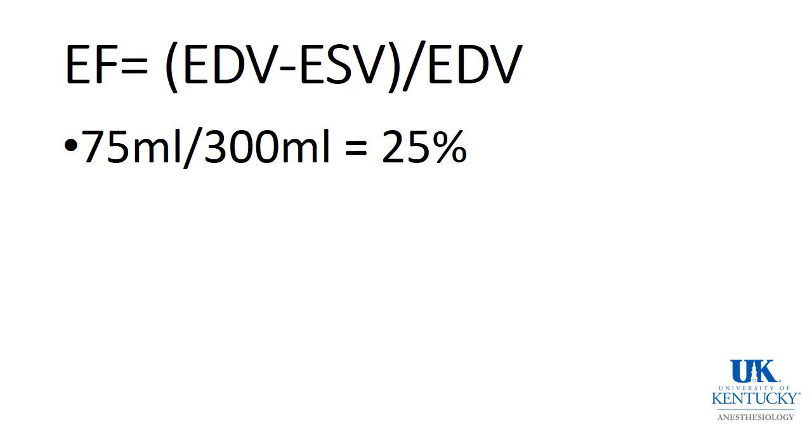In fact, this is determined by subtracting his two volumes and arriving at a stroke volume of 75 mils over the end diastolic volume of 300 mils, giving an ejection fraction of 25%. The blood pressure has nothing to do with it.